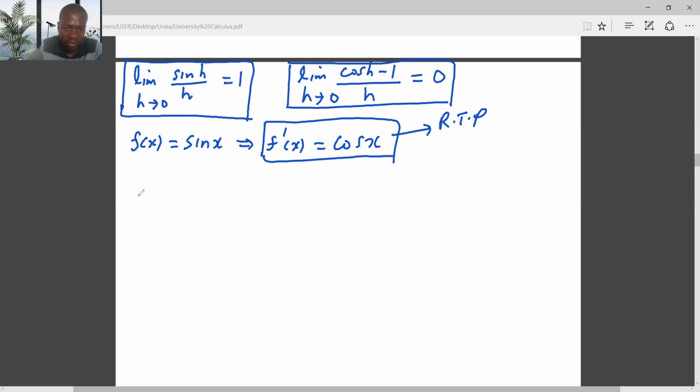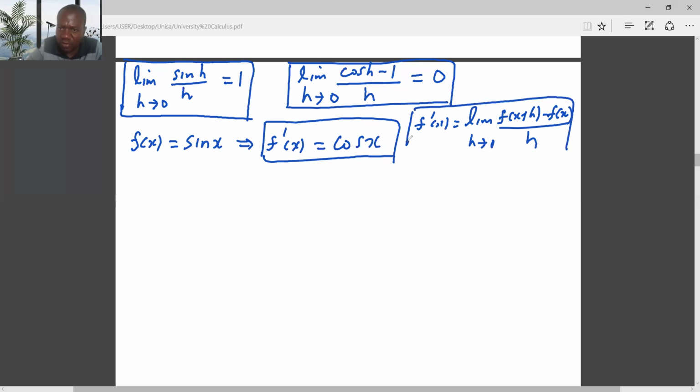Let's do the proving. Before we use the first principle, let me write the definition just to use it, because we'll be using it. According to the first principle, f prime x is the limit when h approaches 0 of f of x plus h minus f of x all over h. You have learned this from grade 12. Now we are using it to prove that the derivative of sine is cos.